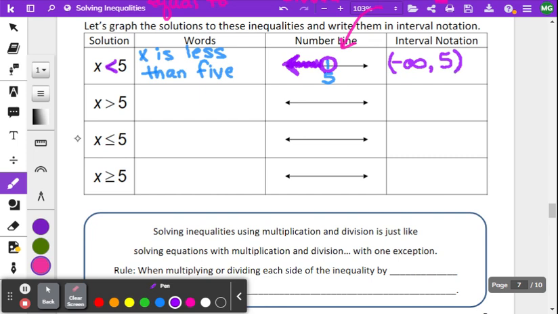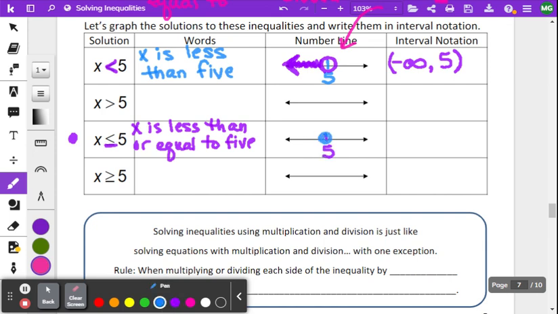I actually want us to jump down to the third one here because it looks almost the same. This one is x is less than or equal to 5. And I want you to see how these are slightly different. Because the 5 is included in our solution, when we put the 5 on our number line, it will be a closed circle. Now, it's still going to the left because it's still less than 5.